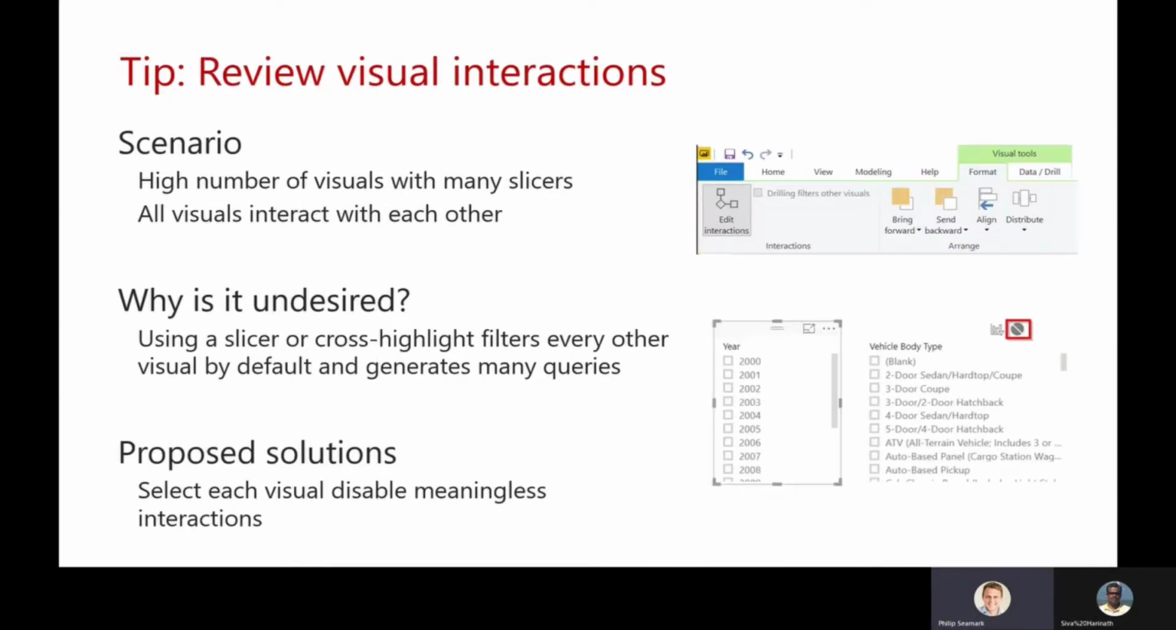You should always review the visual interactions. There's a screenshot here showing the feature. Every single visual has the ability for you to control how it affects all the other visuals on the screen. By default, it's on. But what you can do when it's smart is say, hey, I have a visual over here that when I click on it, I don't want it to change another visual on the page. So you can go in using the edit interaction feature to turn these off.